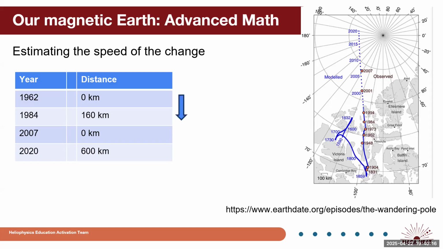And now we are going to calculate some speeds, and we do that by simply dividing the distance traveled by the elapsed time in years. It's 22 years for that first segment, and we get about 7 kilometers per year for that period between 1962 and 1984. When we do the same thing for that second segment, between 2007 and 2020, we get 46 kilometers per year, which is about 7 times faster.